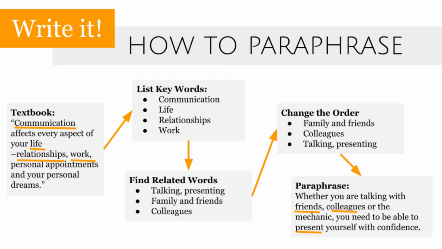And then we could change up the order. So instead of putting talking and presenting or communication at the beginning, like the textbook did, we could put it at the end. So our paraphrase might say something like, whether you're talking with friends, colleagues, or the mechanic, you need to be able to present yourself with confidence. That says the same thing the textbook said, but it put it in our own words. It's not copying it word for word.